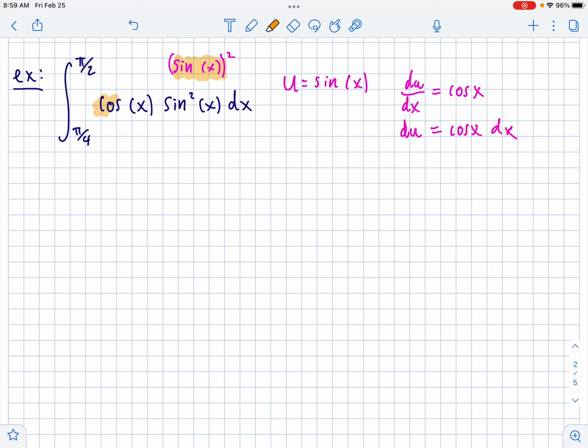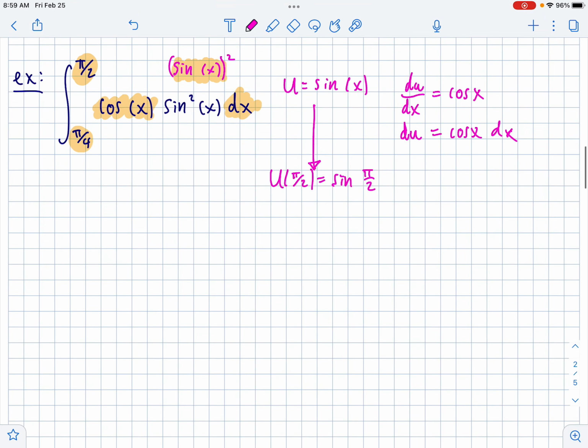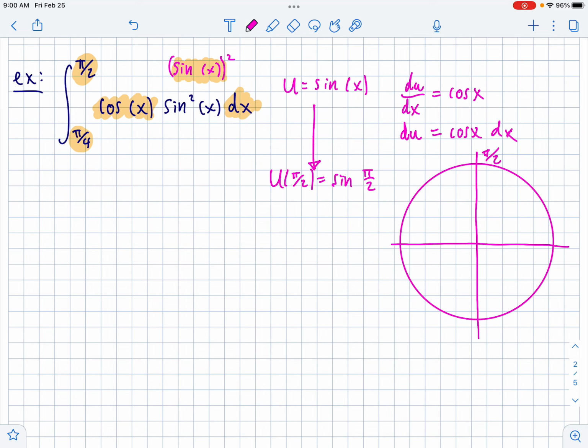That's good news because I see a cosine x dx right here. Those are going to get swapped out for du. Now, the one thing I haven't done yet is rewrite these guys in terms of u. So we're going to have to plug both of those into u. So u of pi over 2 is sine of pi over 2. If you're rusty on that, once again, draw your unit circle. Pi over 2 is up here at the top, so that is a very skinny triangle that's all height, no base, so the sine value is 1.